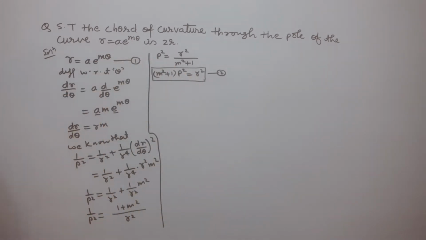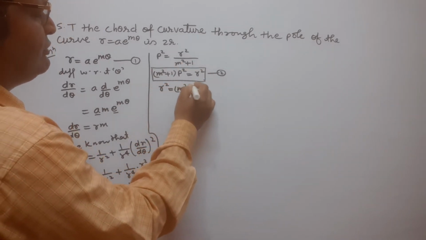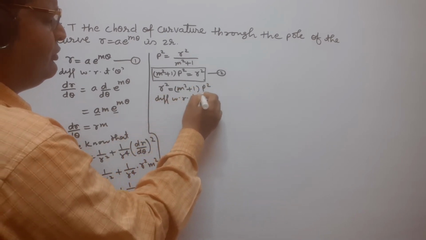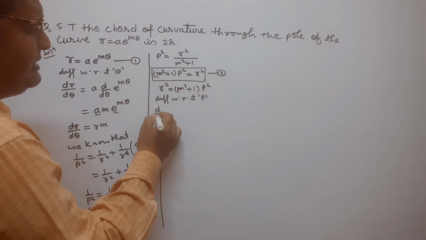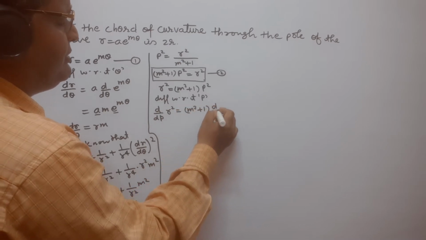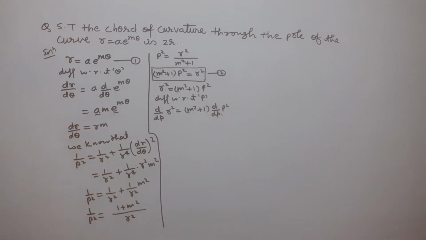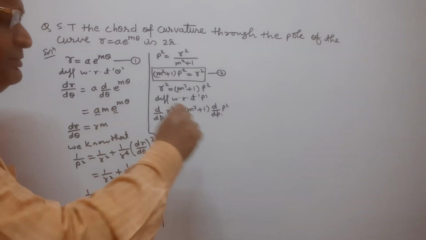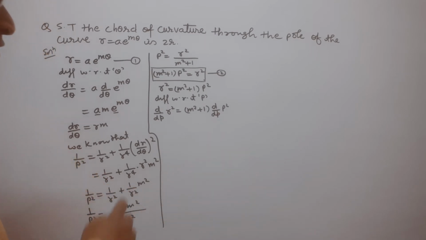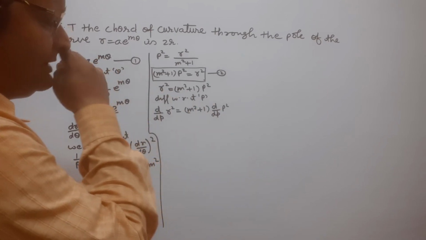Now we find dr by dp. So we have r square equal to m square multiplied by p square. Now we differentiate with respect to p, so we get d by dp of r square is equal to m square plus 1 and d by dp of p square. Here we differentiate this with respect to p. p is the length of the perpendicular drawn from the origin on the tangent. So for this we use the d by dp operator. Here m square plus 1 is constant, so it will be outside the differential operator.